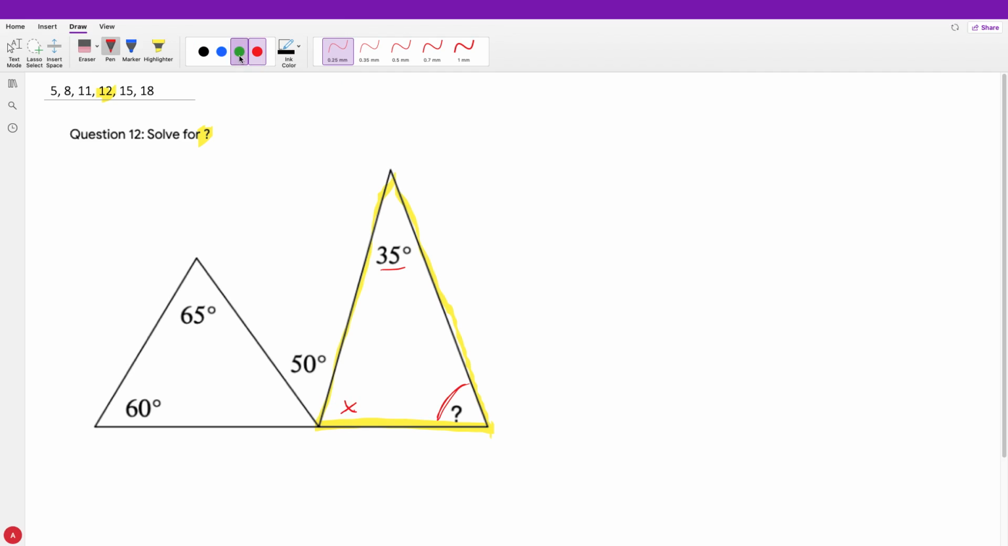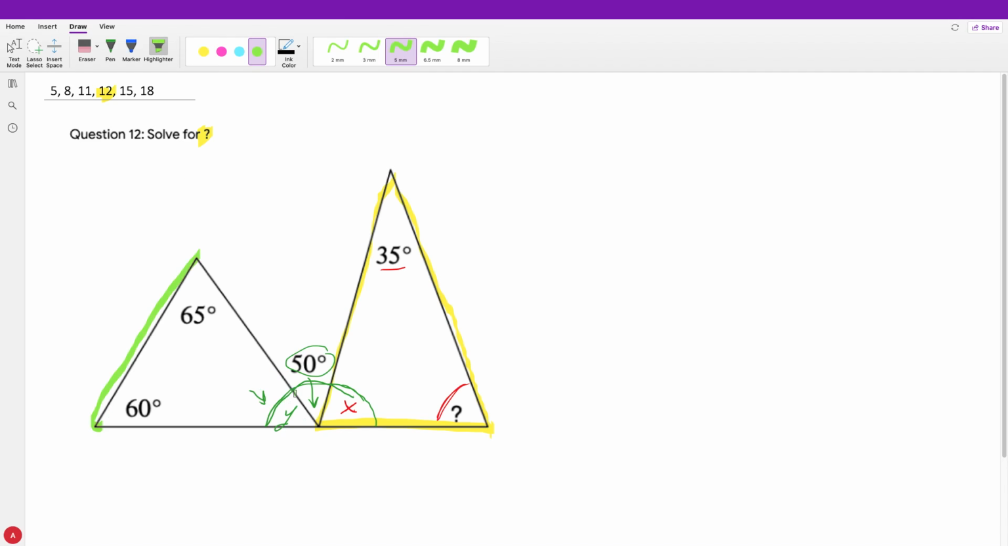So now that I know I need to solve for x, I look at that and say, well, what is this part of? Well, this is part of a straight line with these two other angles, one of which I know is 50 degrees, and now I need to solve for this one. So I'm going to denote that as y.